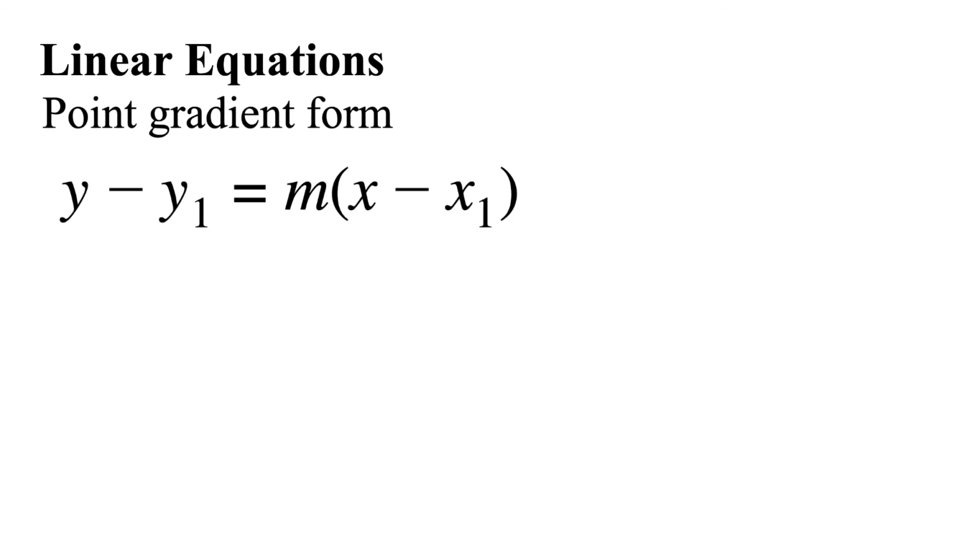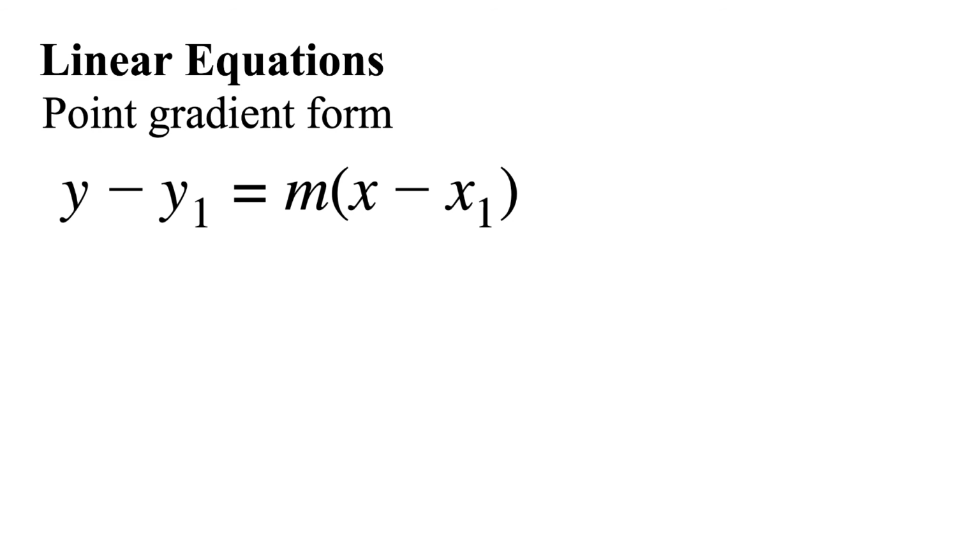This other form of linear equation is used for finding the linear equation from two given points and the gradient. This second form of linear equation is called the point gradient form. The formula for this is y minus y1 is equal to m times x minus x1. This form is useful for finding out the equation when the y-intercept is not obvious.